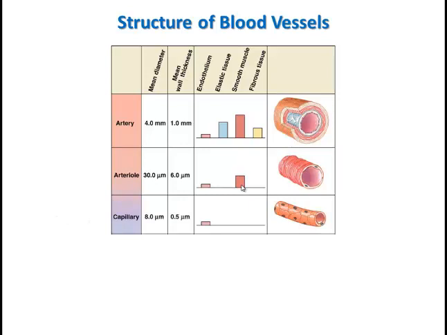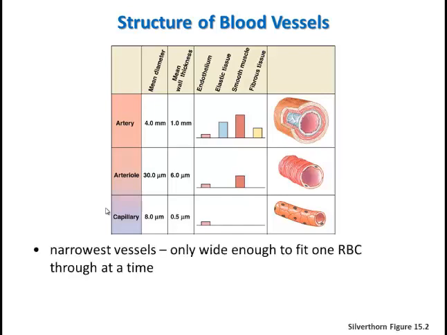Okay, now moving to the capillaries, you notice that the vessel diameter is really narrow, about 8 micrometers in diameter. So really narrow vessels. The wall thickness is very thin, and really it's just that one thin layer of endothelial tissue. Okay, and that makes it perfect for exchange. Very minimized diffusion distance from the inside of that vessel to the outside of that vessel. Now, these are the narrowest vessels in the body. In fact, they're only wide enough to fit one red blood cell through at a time.